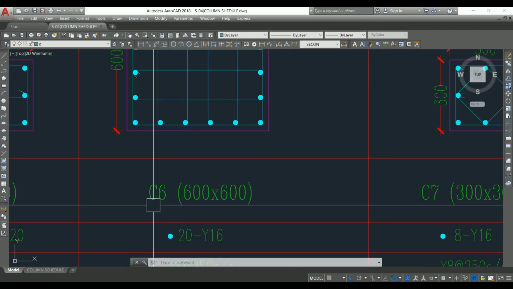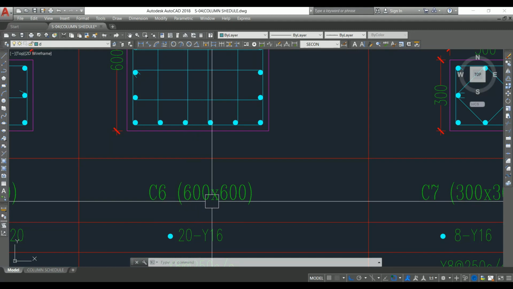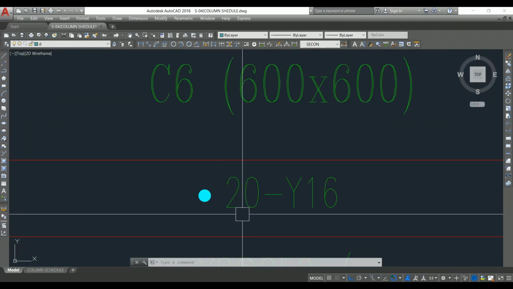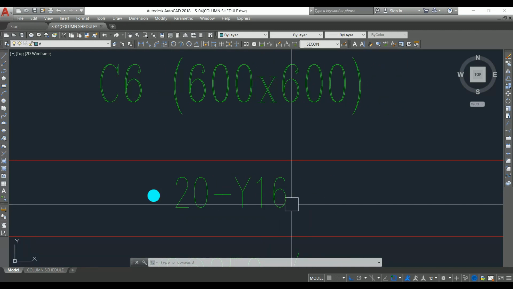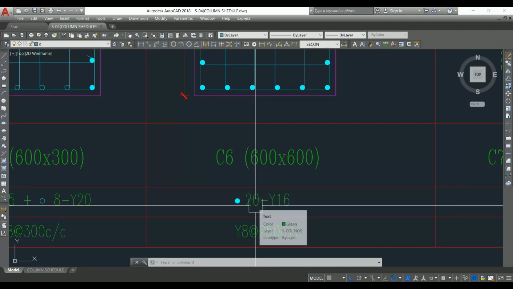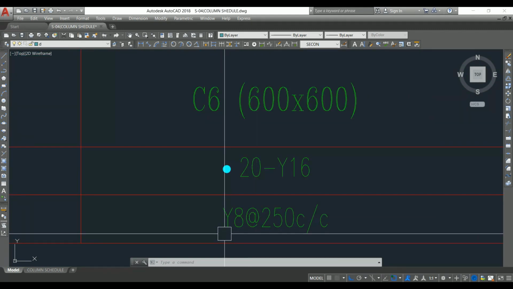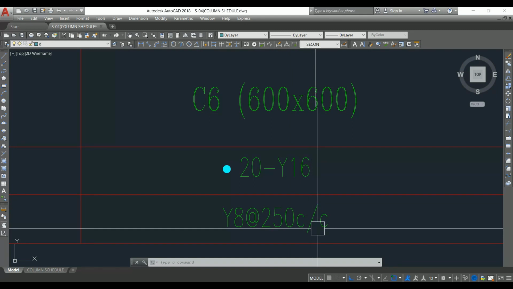Next, column 6, that is having the size of 600 by 600 mm. So here the longitudinal bar is 20 number of bars of 16 mm dia. 20 number of bars we need to provide. The diameter is 16 mm. Here the spacing for lateral ties is 8 mm at 250 mm center to center.